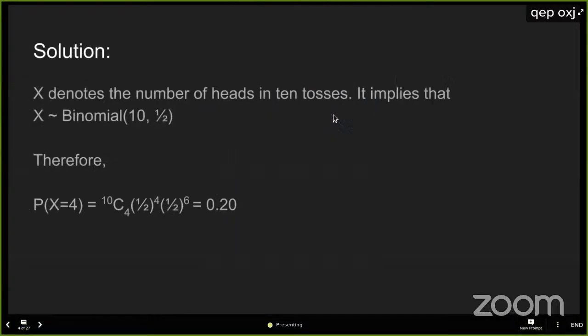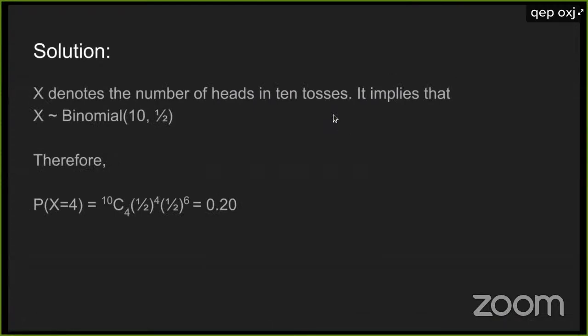So x denotes the number of heads in 10 tosses. As I mentioned before, x equals 4 means 4 heads in 10 tosses. So it is a combination. You have to select 4 out of 10, right? How will you select 4 positions out of 10? It is 10C4, right? Okay. One more thing: x is Binomial(10, 1/2). Is it a correct statement or not?